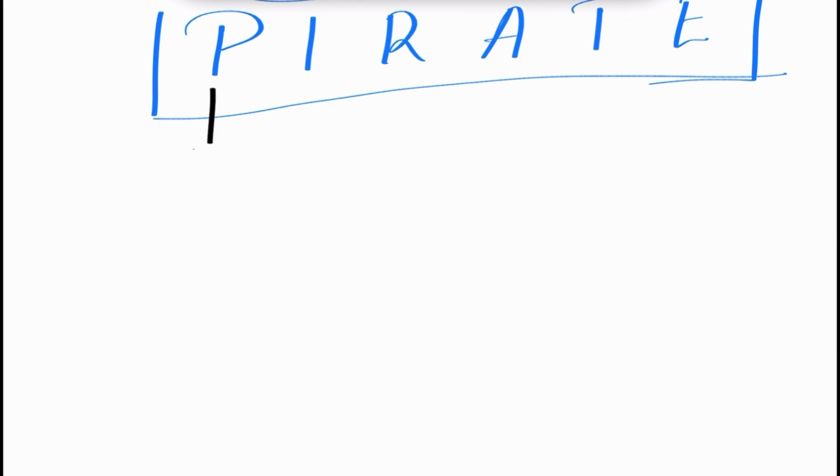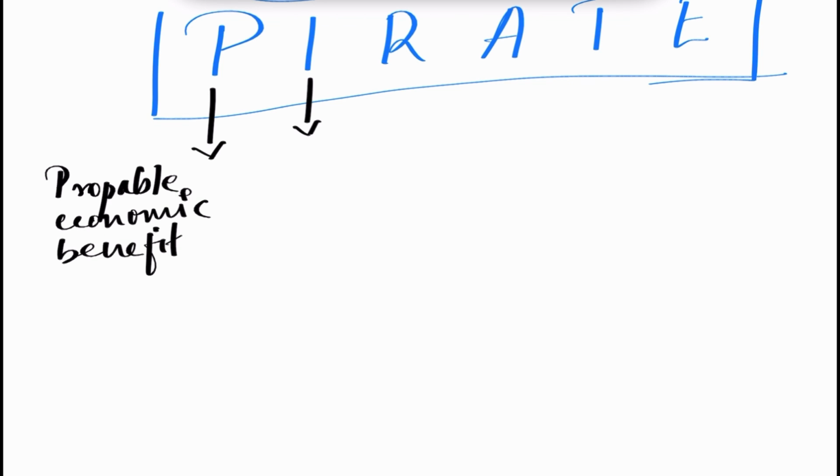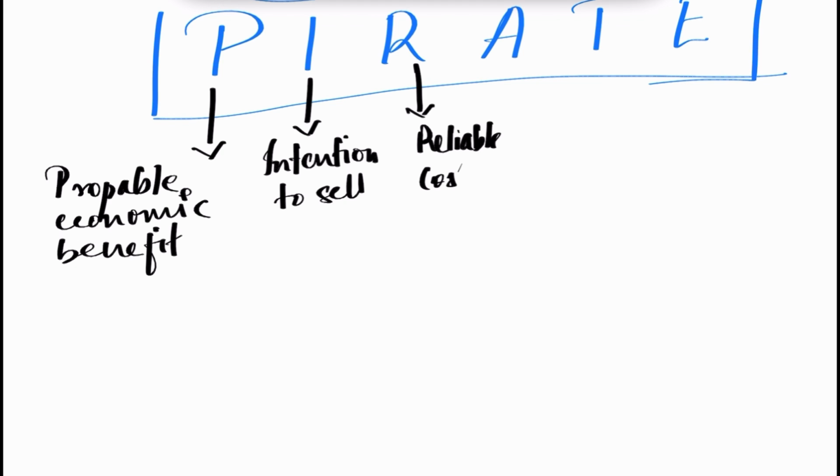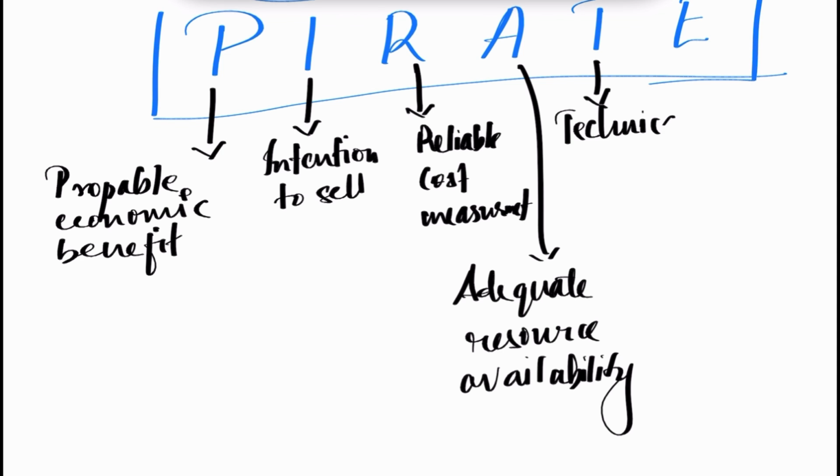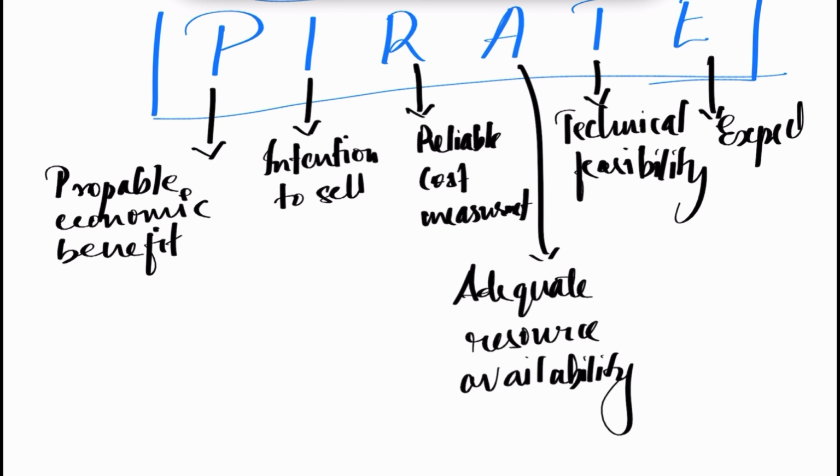The criteria is PIRATE. P stands for probable economic benefit, and I stands for intention to sell. R stands for reliable cost measurement. A stands for adequate resource availability. T stands for technical feasibility. E stands for expected to be profitable.